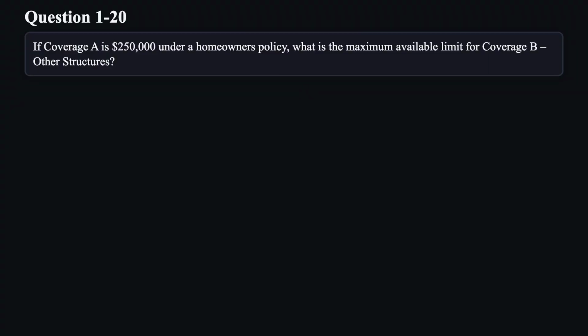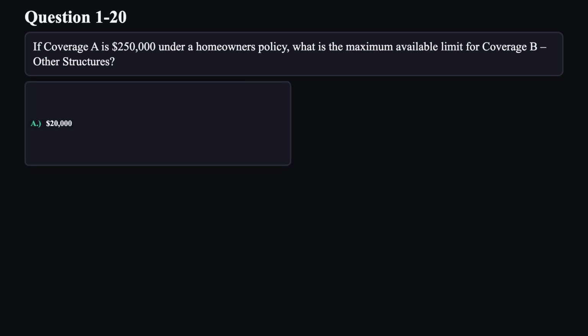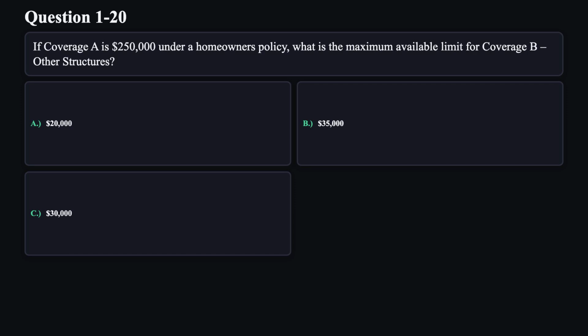Question 20. If coverage A is $250,000 under a homeowner's policy, what is the maximum available limit for coverage B, other structures? A. $20,000. B. $35,000. C. $30,000. D. $25,000.